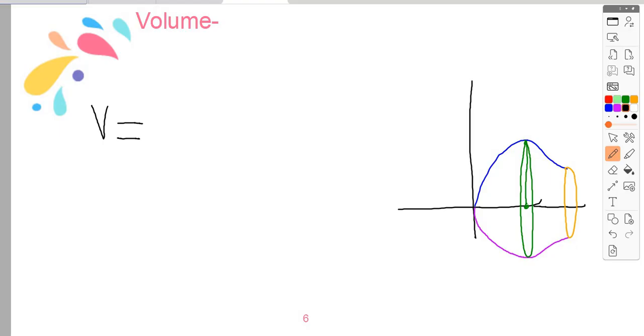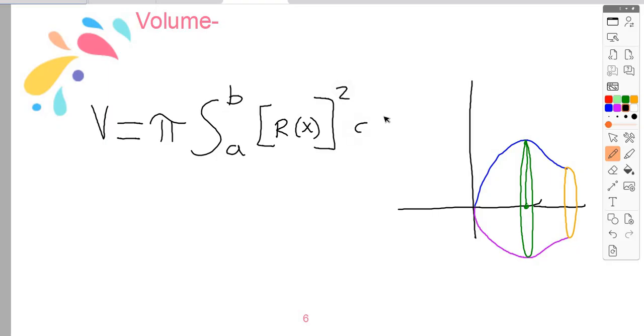And we said that the area of one of those circles is pi r squared. But again, remember that I drew this green circle in an arbitrary spot. So I don't want my r to just be a number, okay? I need it to be the function that I have there. So instead of just r, we're going to write it as r of x, because it's going to be a function of x.